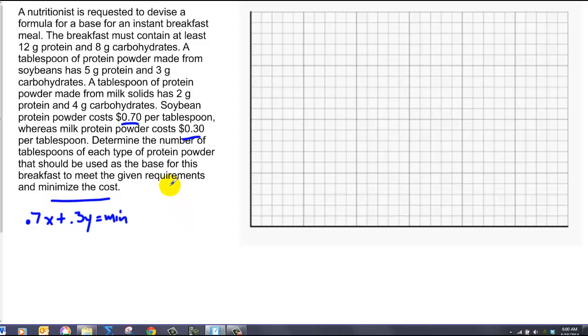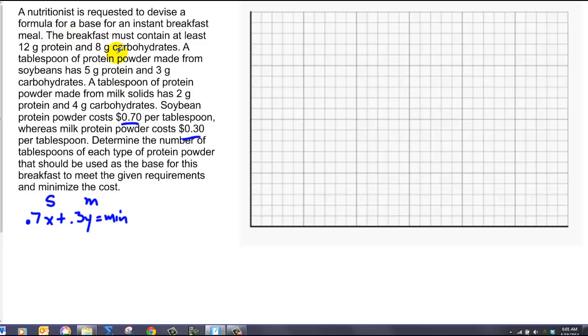And in this case, we're talking about soybean protein powder and milk protein powder. So x will be my S value. So let's write that in. And the y will be my milk value. Let's go ahead and find some constraints.